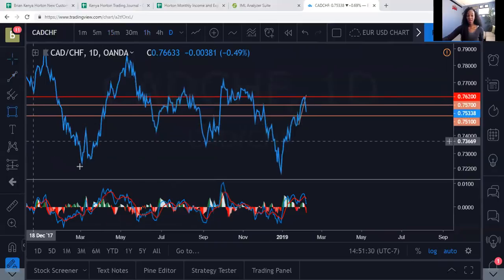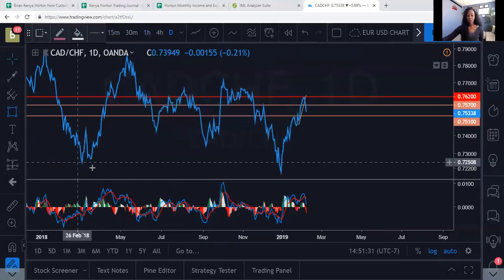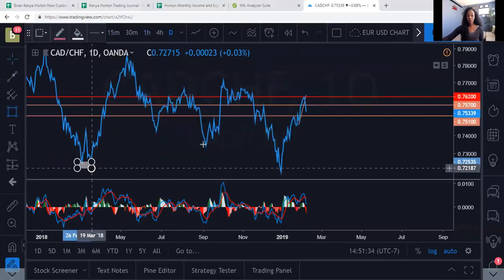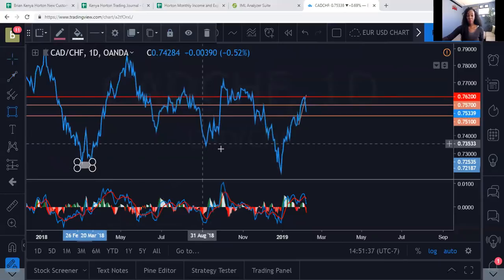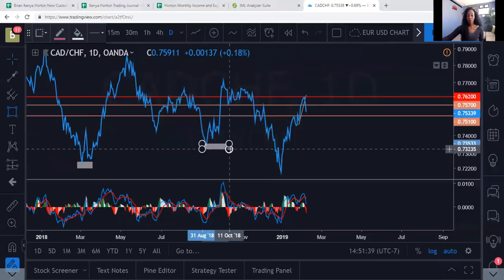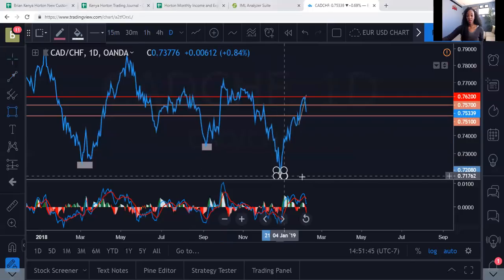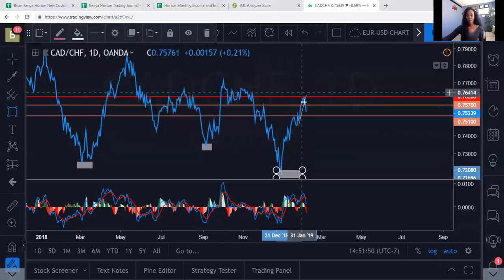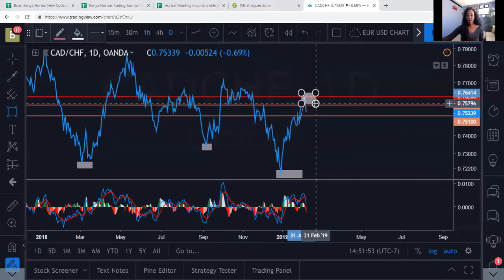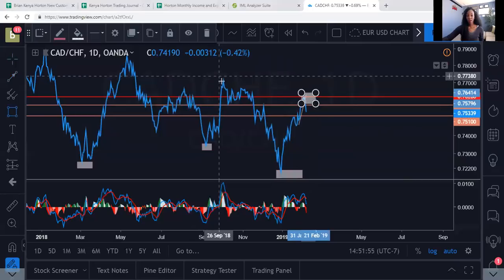So when I say tops and bottoms, look for a bottom here, for example. You have another bottom here, for example. You have another bottom here, for example. And then you have a top here. You have another top here.